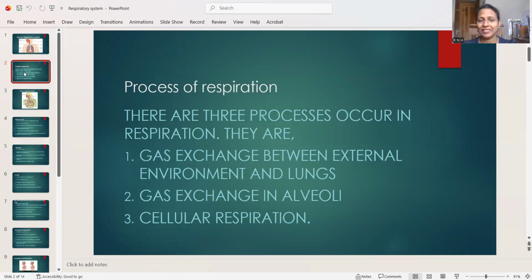They are, first one, gas exchange between the external environment and the lungs. Second one, gas exchange in the alveoli. Third one, cellular respiration.